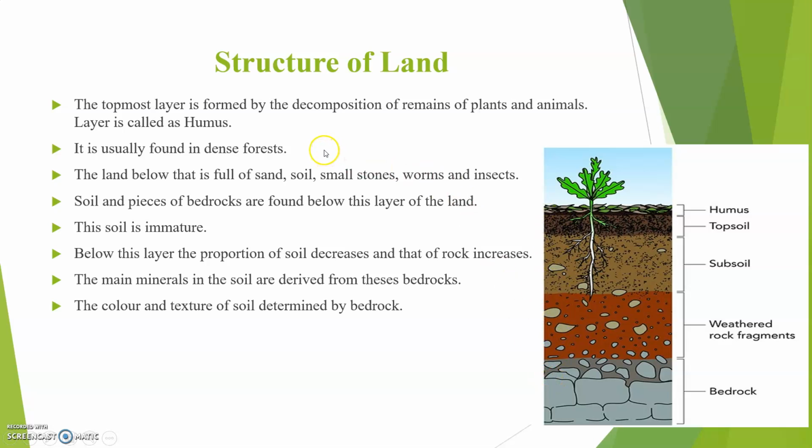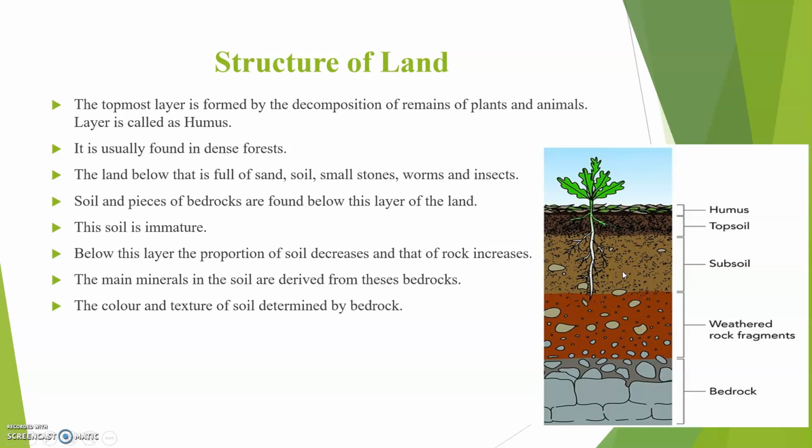The topmost layer is formed by decomposition of remains of plants and animals. This layer is called humus, as I explained earlier. It is usually found in dense forest. Why? Because in dense forest there is a high range of plants as well as animals. The land below that is full of sand, small stones, worms and insects. Below that there is soil, and in that there are small stones, worms and insects.